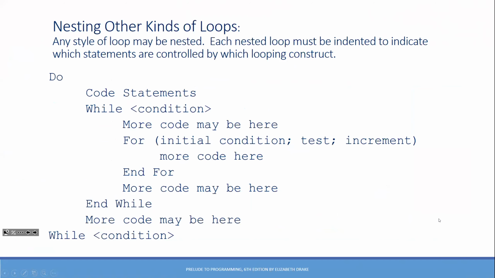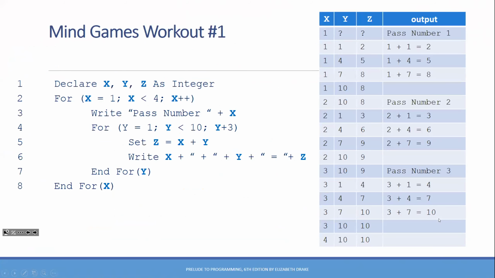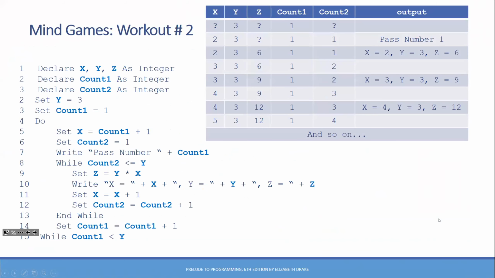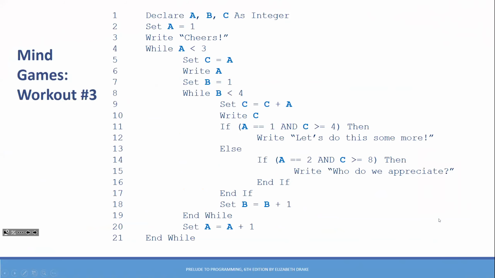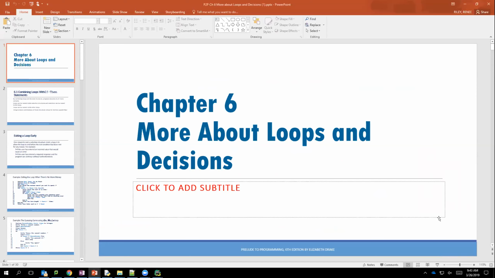Now, whenever we're nesting, we can have all sorts of things within other things. We could have a for loop within a while loop. We could have a while loop within a for loop. None of those things are going to prevent anything else from being within them. Here's one that draws a square. A lot of these examples in the chapter are designed to help you with the lab that we're going to work on next time, so we'll refer to them a little bit.